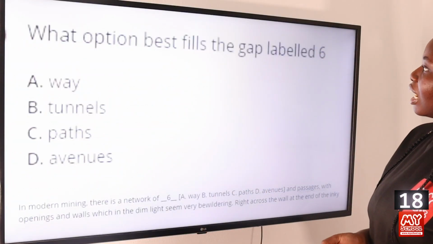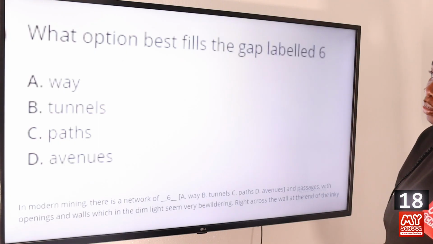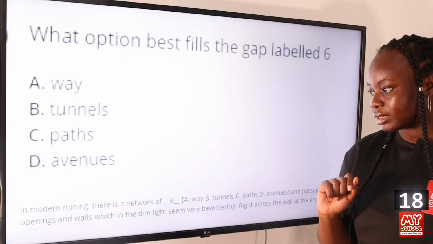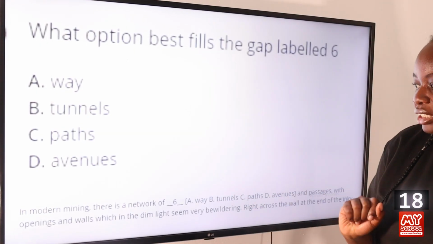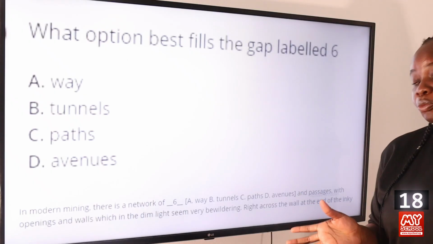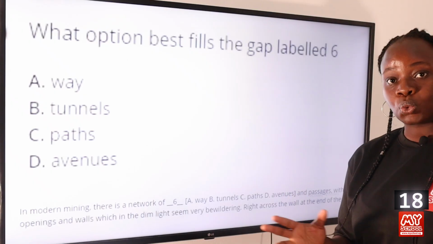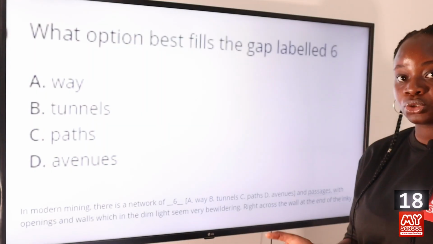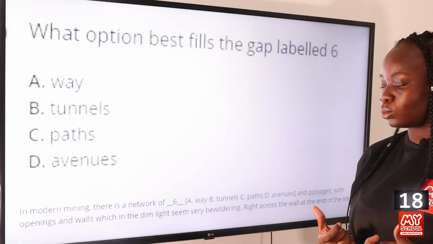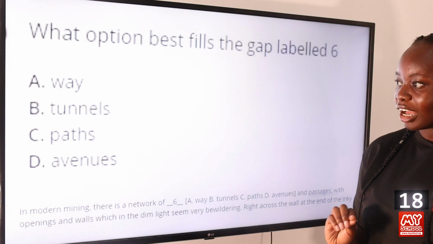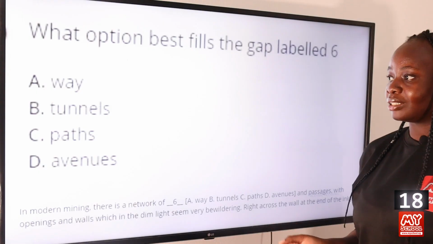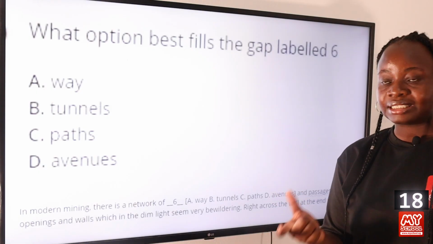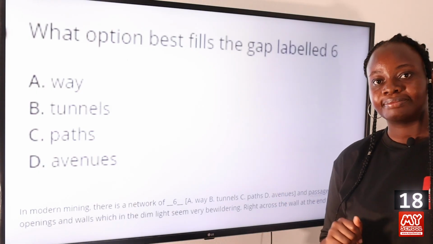What option best fills the gap labeled 6? Option A, way, B, tunnels, C, paths, D, avenues. So we can look at the sentence where the gap labeled 6 is. In modern mining, there is a network of dash and passages with openings and walls, which in the dim light seem very bewildering. So we're talking about the network that is dug inside of a mine so that the miners can access whatever it is they're digging out. So the best word to fill in that gap is option B, tunnels. Tunnels is the technical term for the networks that are created by the miners in order to get to whatever they are mining. So the answer to this question is option B.